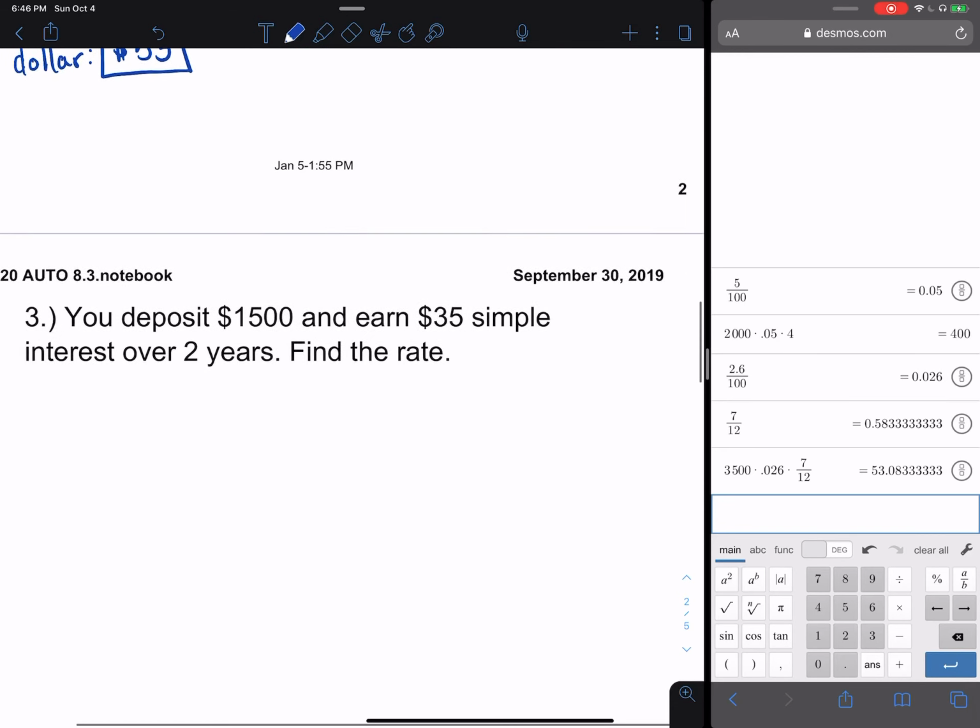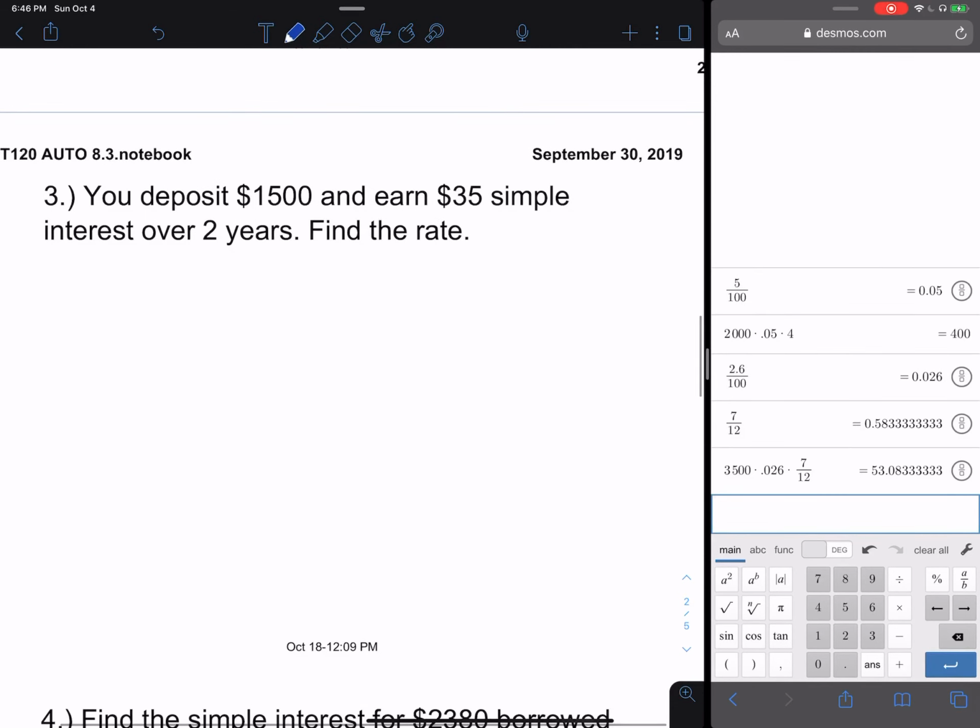Let's look at another example. They tell us you deposit $1,500 and earn $35 simple interest over 2 years. Find the rate. So they're talking about simple interest. I only know one simple interest formula. The I equals PRT.